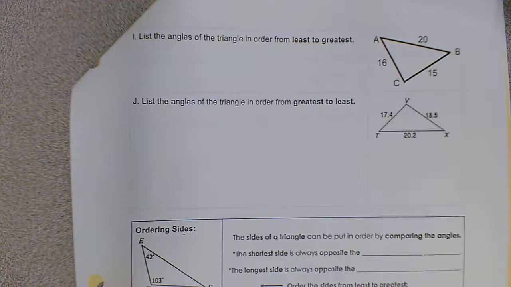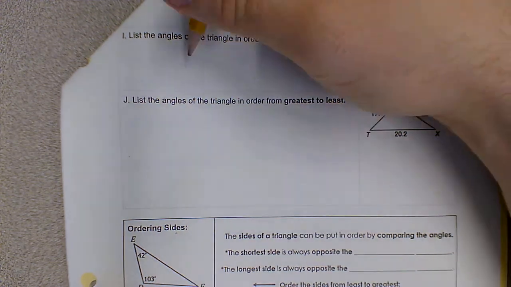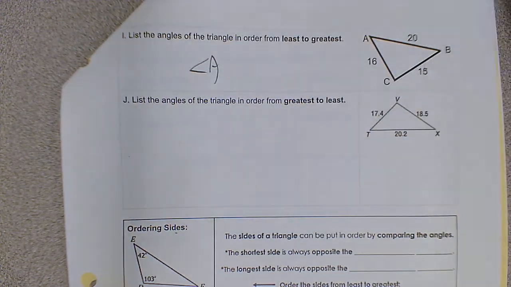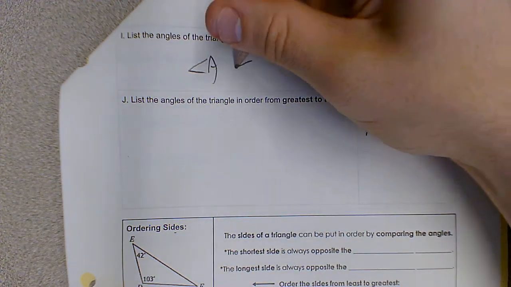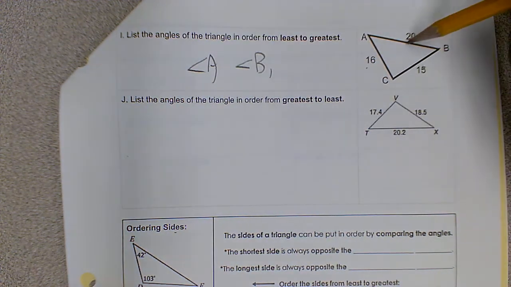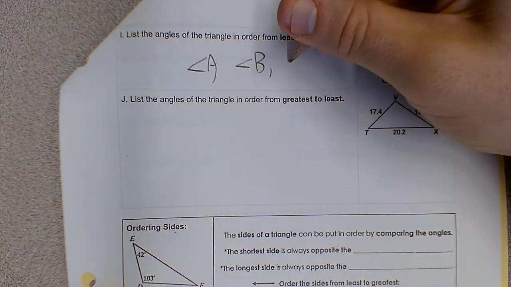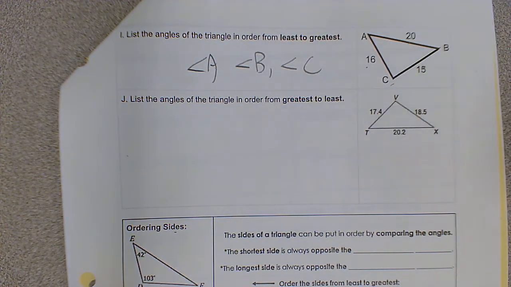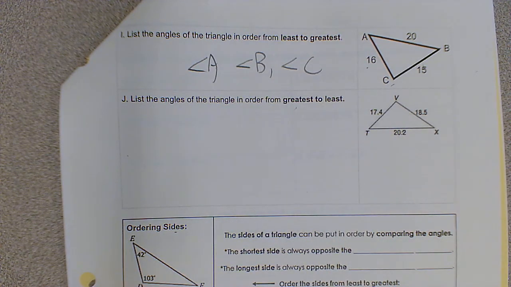Same thing here. We're going from least to greatest. Our shortest side is 15. It's across from A. A is our smallest angle. B is our middle side. B is our middle angle. C is our longest side. C is our longest angle, widest angle. Go ahead and try the same thing with J. Order the angles from greatest to least.